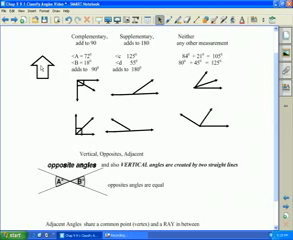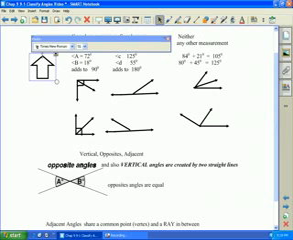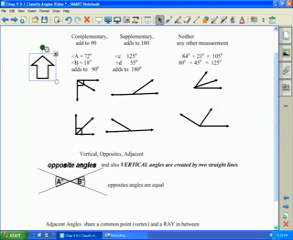72 degrees plus 18 degrees, when you add that up, it's going to equal 90 degrees. It's complementary. It could look like this in the picture. Again, we have an acute angle and another acute angle. But when you add these two up, you get a right angle of 90 degrees.